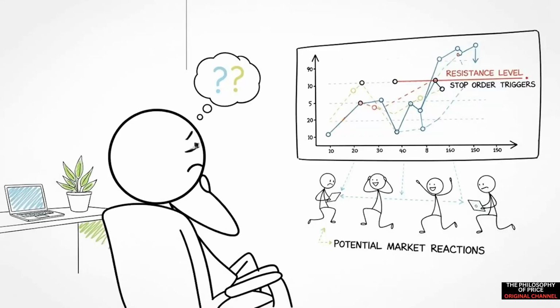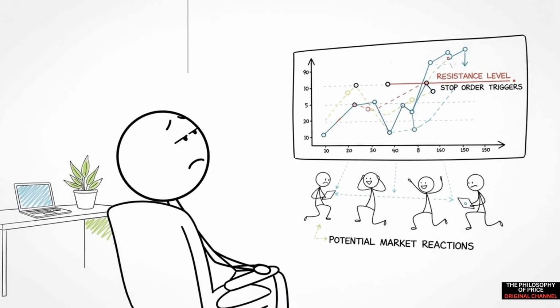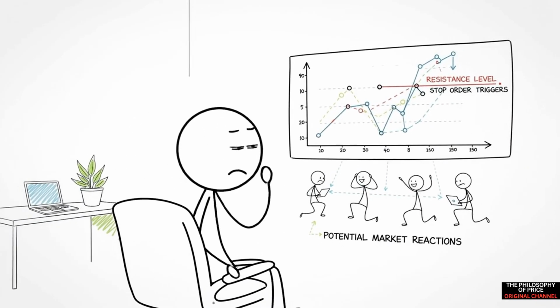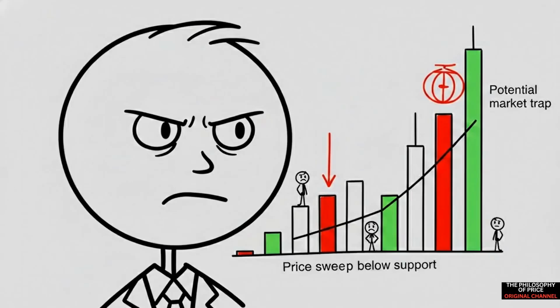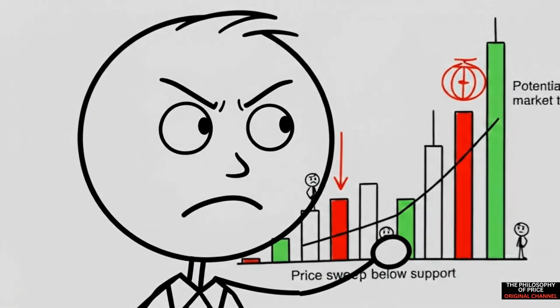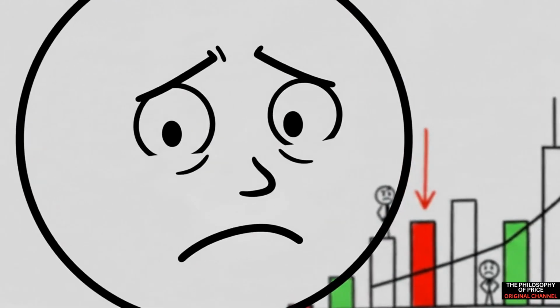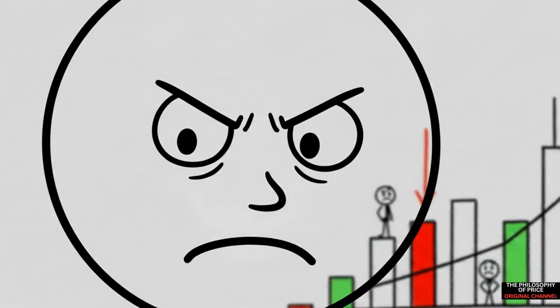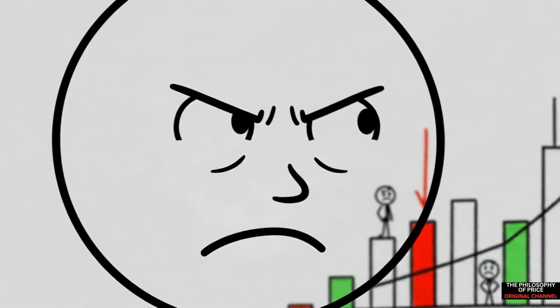Secondly, consider who will be compelled to act if the price reaches a certain point. If price breaches a resistance level, whose stop orders are just below it? Conversely, if it sweeps below support, who will be forced out of their positions? Will these forced exits generate enough momentum to sustain the move, or merely enough to trigger a trap?